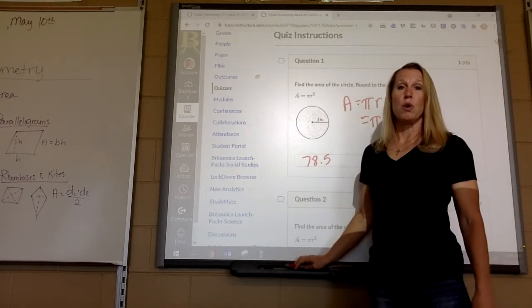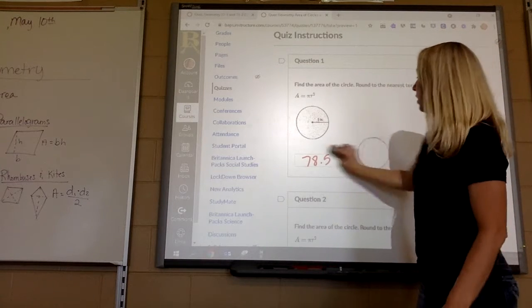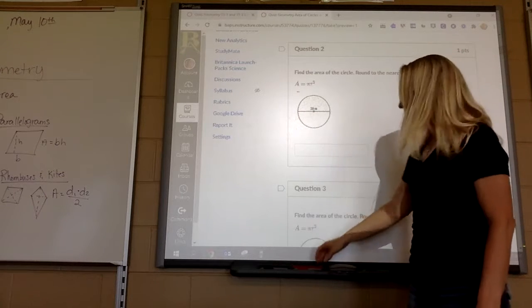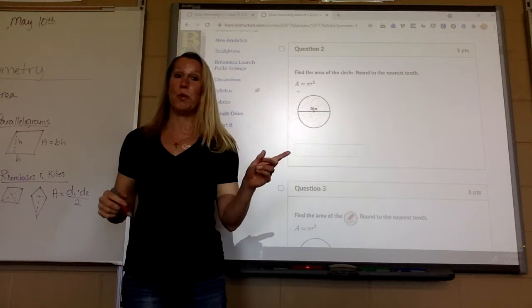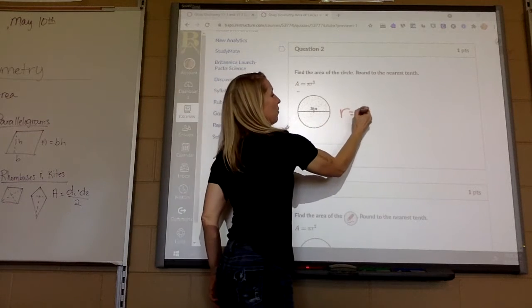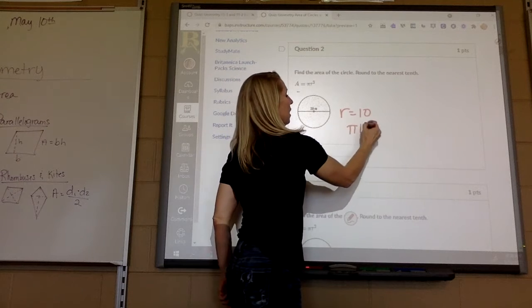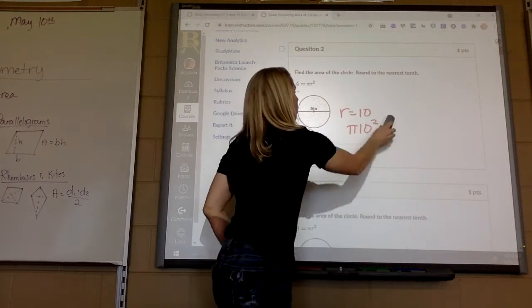Now make sure that you always use the radius and not the diameter because it's pi r squared. So if you're given the diameter, what would the radius be? If the diameter is 20, the radius would be half of that, or 10. So it's pi 10 squared, and you're going to have to toggle that.